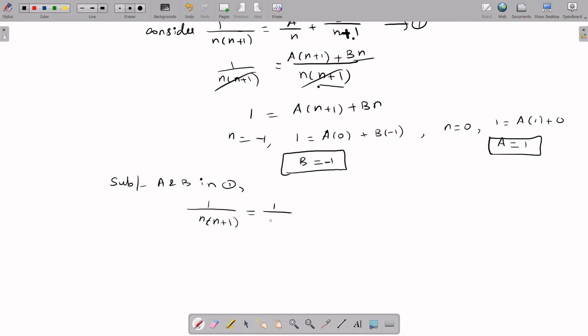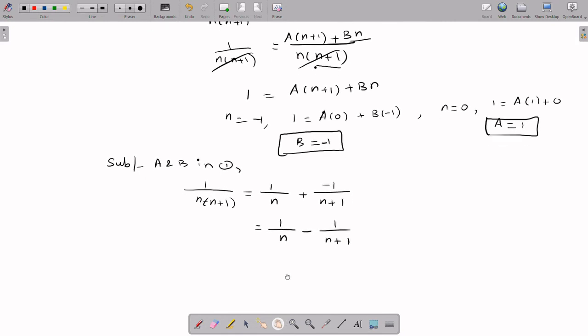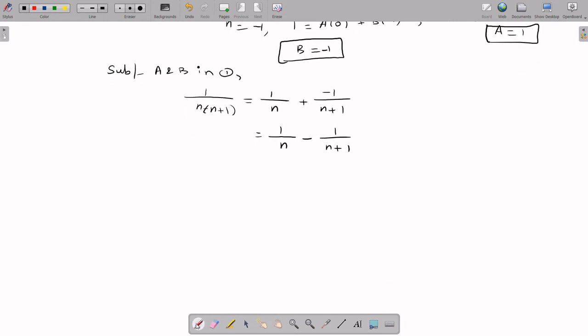So 1 by n plus value of b is equal to minus 1 by n plus 1, or you can write this to be 1 by n minus 1 by n plus 1. After that, you have to take the Z transform of these terms. Next, we apply the Z transform on both sides.